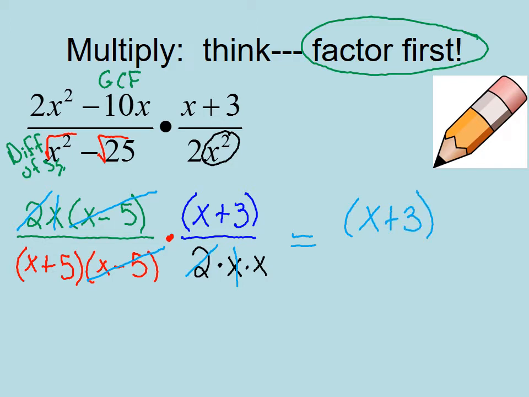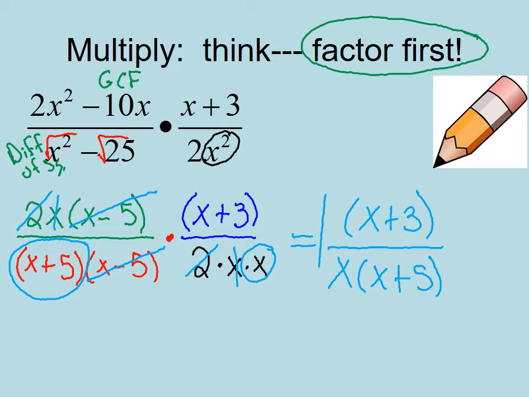And on the bottom I have an x and an x plus 5 that need to stay. So I have x plus 5. Just double check, nothing can be canceled, so this is going to be my final answer here, okay? So that's what we're doing, you guys. You see, I didn't actually multiply anything. All I did was factor and cancel. That's going to be crucial.